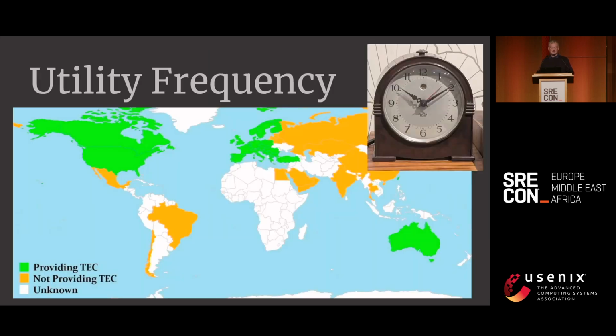This Smith Sectric clock counts cycles of AC electricity directly from the wall socket. There's no time code, so it's manually set, but then it will run forever so long as the grid frequency is correct over the long term, averaging out fluctuations. The countries in green provide this time error correction in their power grids.